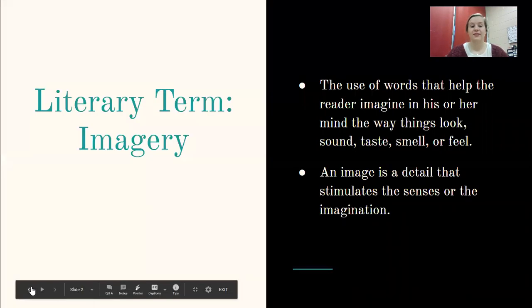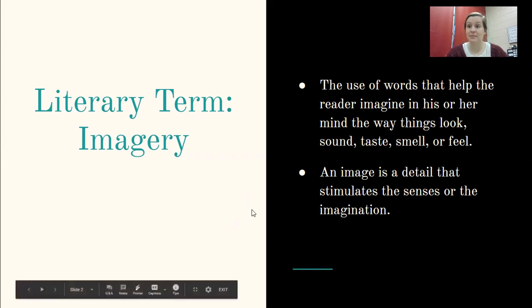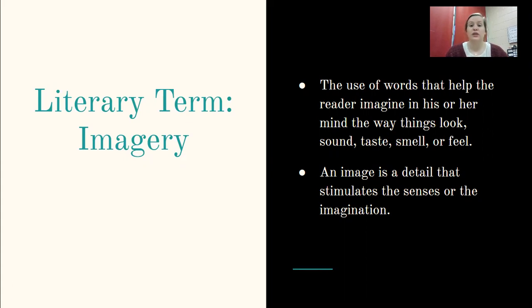The first thing that we're going to do is talk about the literary term this week, and it is imagery. Imagery is the use of words that help the reader imagine in his or her mind the way things look, sound, taste, smell, or feel. So think of it as something that helps you use your senses when you're reading. Because when you're reading, you really can't taste or smell anything, but the author can use words that are so descriptive that it helps you be able to imagine, which is kind of where that word imagery comes from, right? It makes an image, helps you imagine what things would look, sound, taste, smell, or feel like, okay?